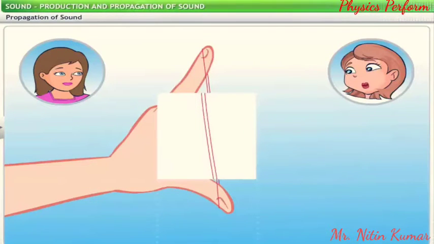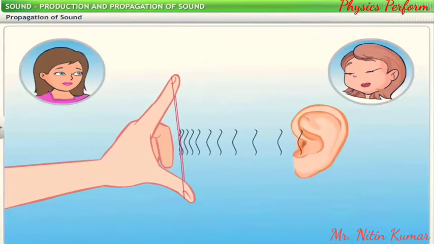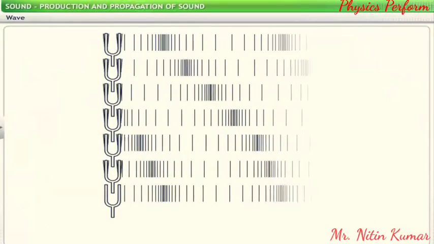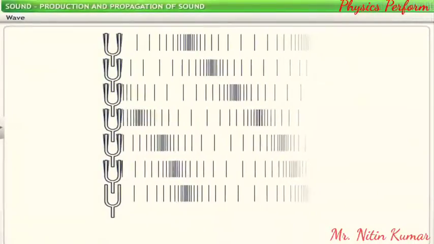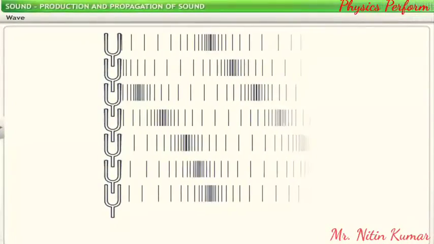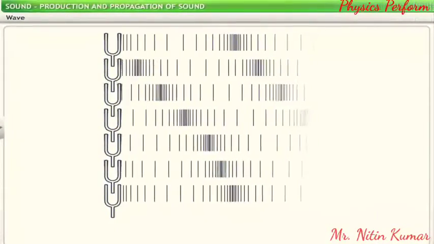These particles vibrate in a direction parallel to the line joining the rubber band and the listener. They in turn displace neighboring particles before returning to a state of rest. This process continues until the sound reaches the listener. As you can see, particles of the medium do not move from the source to the listener. But it is the disturbance in the particles that is carried forward to the listener. This kind of a disturbance is called a wave.